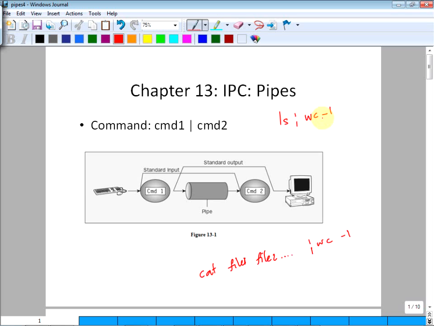When you do wc minus l, it is getting the standard input, right? That's how wc thinks. When you run the command wc, it expects the input to come from standard input. But here obviously we are sending it through a pipe. So how does the pipe really start to look like standard input? What are the things that are done under the carpet to make it look like a standard input? That's what we will learn in this.